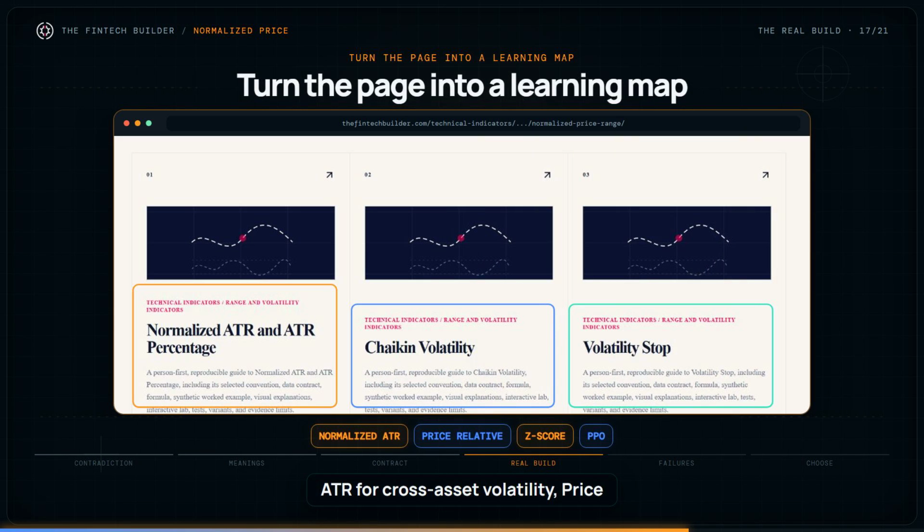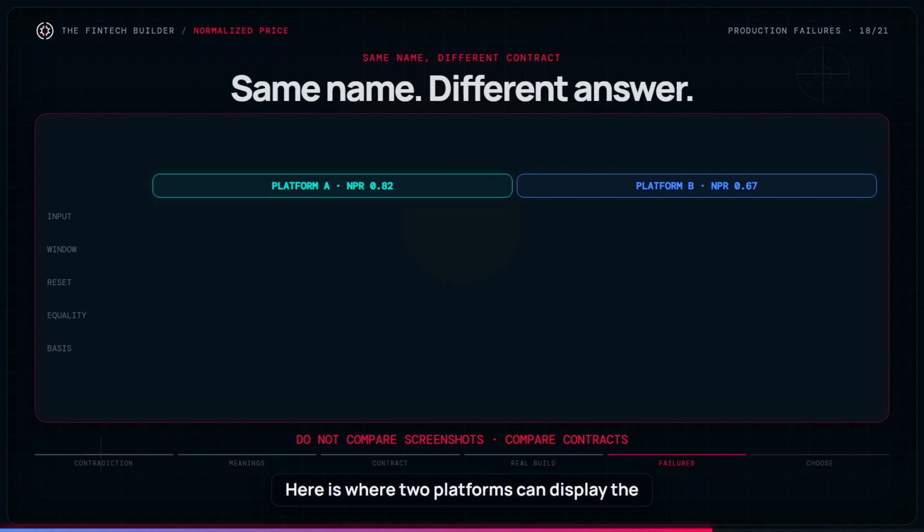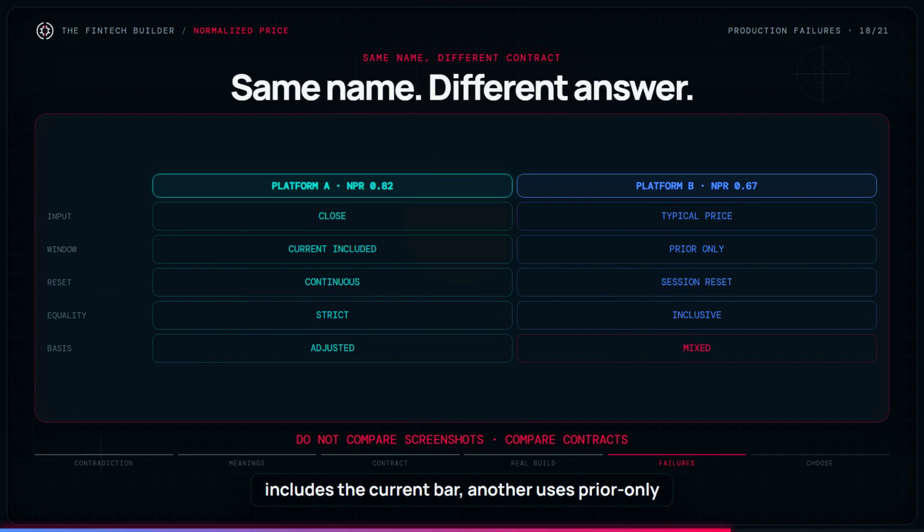Normalized ATR for cross-asset volatility, price relative for benchmark performance, Z-score normalization for unusual position, and PPO for percentage moving average spread. Here is where two platforms can display the same indicator name and still disagree. One may use close, another typical price. One includes the current bar, another uses prior only history. Windows, warm-up, equality, resets, and adjustment rules may differ. Do not compare screenshots, compare contracts.